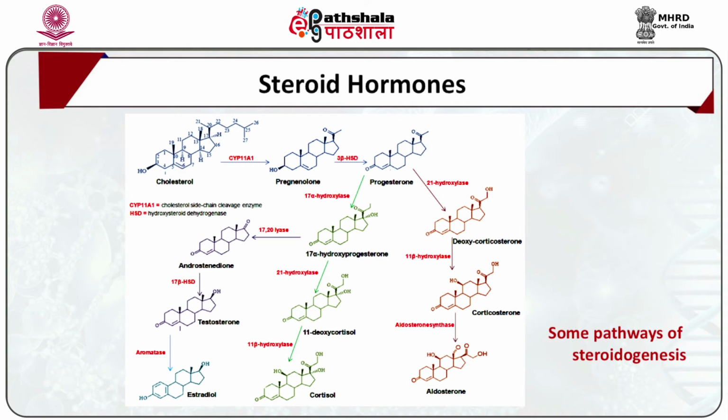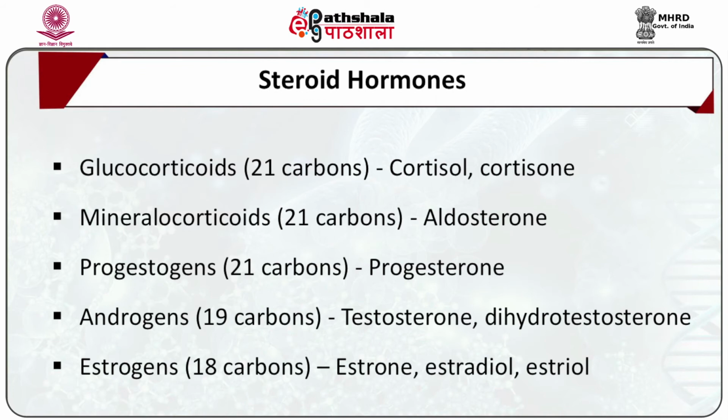They can easily move across the lipid bilayered plasma membrane as they are lipophilic hormones. The attachment of different chemical groups to the core 4-ring structure allows for a large diversity of functions. The major classes of steroid hormones are glucocorticoids having 21 carbons, example cortisol, cortisone. Mineralocorticoids having 21 carbons, example aldosterone. Progestogens having 21 carbons, example progesterone.